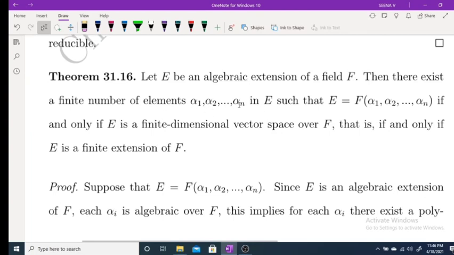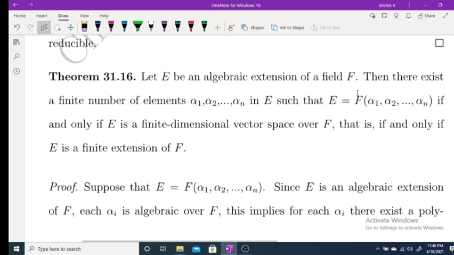finite number of elements alpha 1, alpha 2, etc., alpha n in E such that E equals F(alpha 1, alpha 2, etc., alpha n). So we have already proved every algebraic extension need not be a finite extension, but we have one result. Let E be an algebraic extension of a field F, then there exists a finite number of elements alpha 1, alpha 2, etc., alpha n in E such that E equals F(alpha 1, alpha 2, etc., alpha n) if and only if E is a finite dimensional vector space over F.